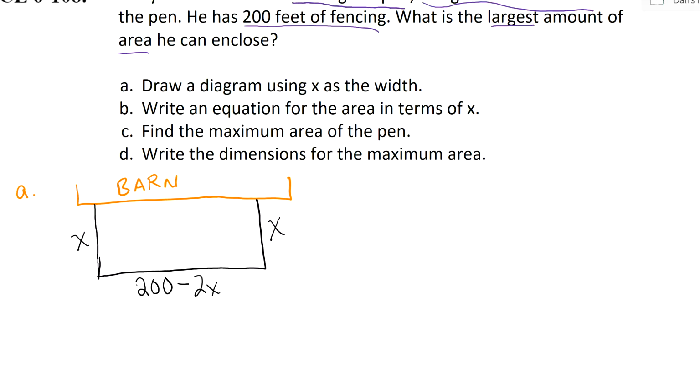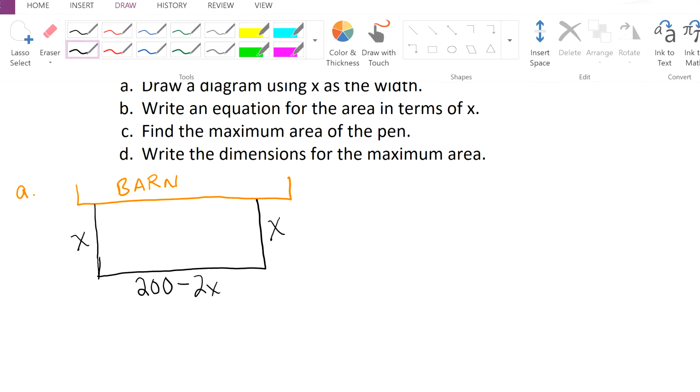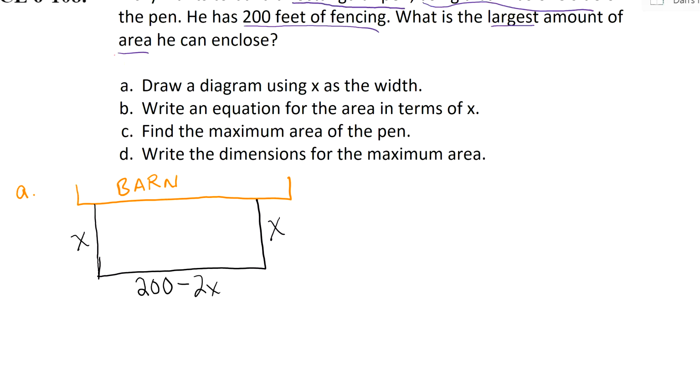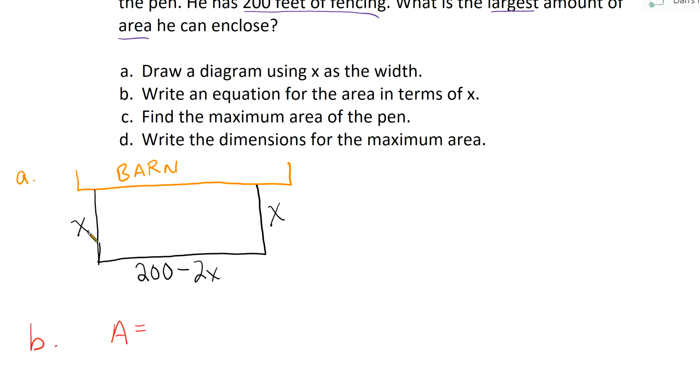Now we want an equation in terms of x for the area. So, area equals, and the area of a rectangle is what? How do you find the area of a rectangle? Length times width. So we have the width is x, and our length is 200 minus 2x.